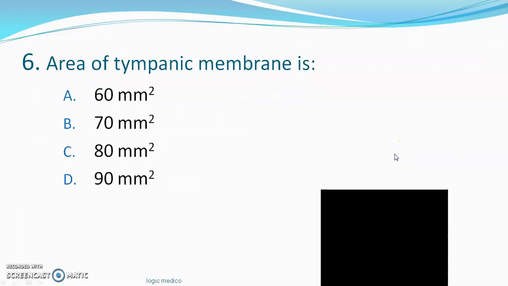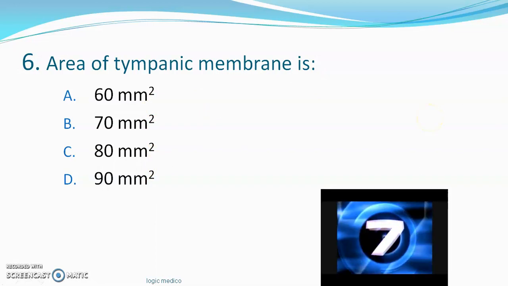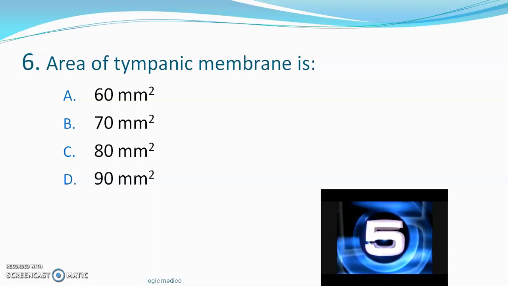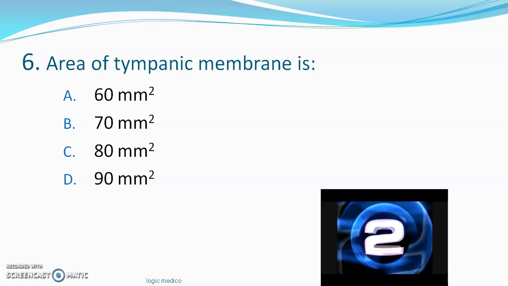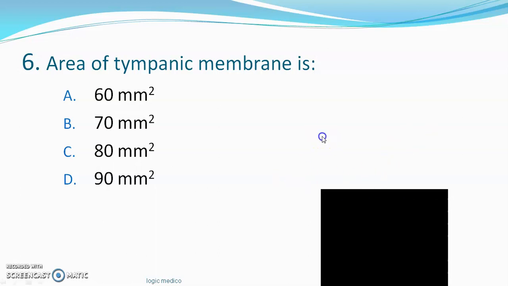Next question. This one you should get correctly. Area of tympanic membrane: options are 60 mm square, 70 mm square, 80 mm square, or 90 mm square. Your time starts now. So what is the surface area of the tympanic membrane? Which option did you choose? Again the answer will be D, 90 mm square. The surface area of the tympanic membrane is 90 mm square, but the functional area will be only the inner 2/3.